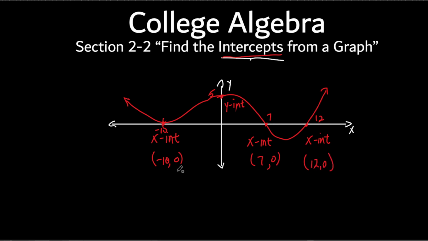What's in common with all 3 of these? It's all zeros, okay? Because where it crosses the x-axis, you don't go up or down on the y-axis. You with me on that?